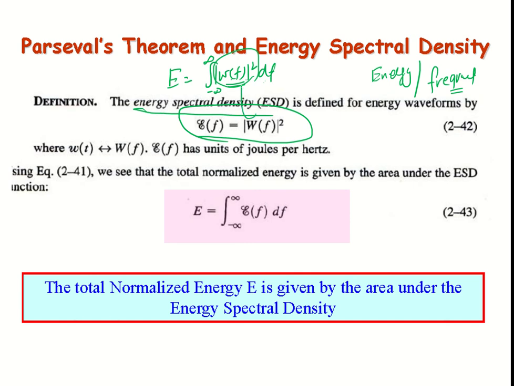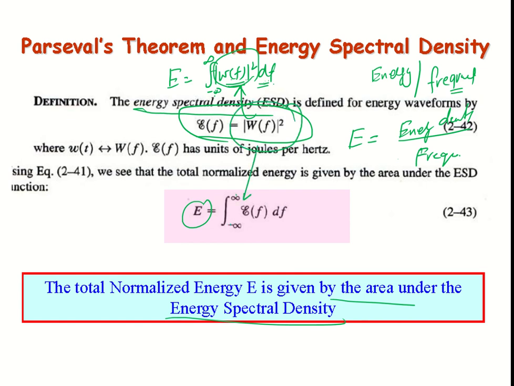In other words, if you integrate from minus infinity to infinity, that will give you the total energy of a signal. So the total energy of the signal is basically the energy density multiplied by the frequency. If you multiply the energy spectral density and the frequency, we can get the actual energy of the signal. So the total normalized energy is basically the area under the energy spectral density. If this is our energy spectral density, we just integrate from minus infinity to infinity, over the complete frequency range, and we will get the actual energy of the complete system.